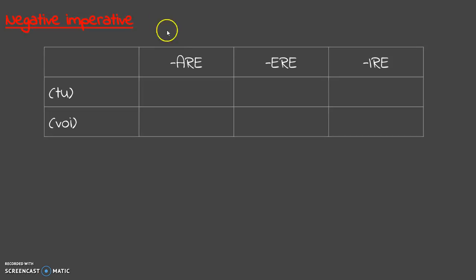The negative imperative is a little bit different. So in the tu form, we will use non and then the infinitive of the verb. So non are, non ere, non ire. So for example, if you're telling one person, don't eat in class, non mangiare in classe. So you can see the regular infinitive ending, and we've got non before it.